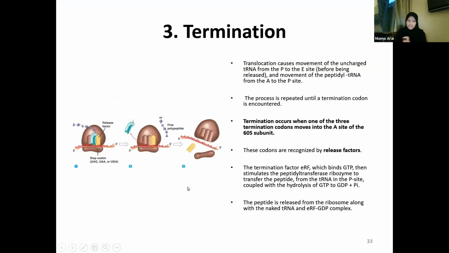Now termination. The reason I'm considering prokaryotes only is because that's the example he gave you on the slide. But generally, it's the same process for all of them. If it was a eukaryote, the enzyme would still be peptidyl transferase, but on the subunit 28S, which is the eukaryote one.